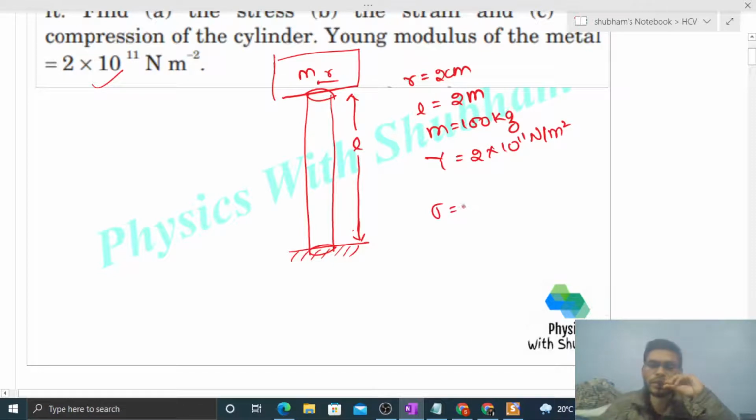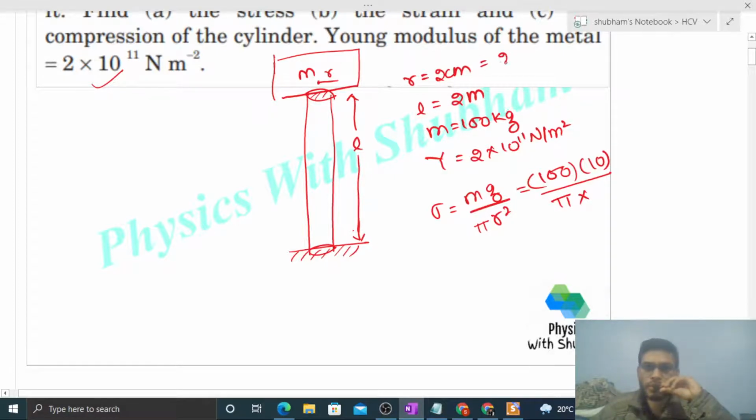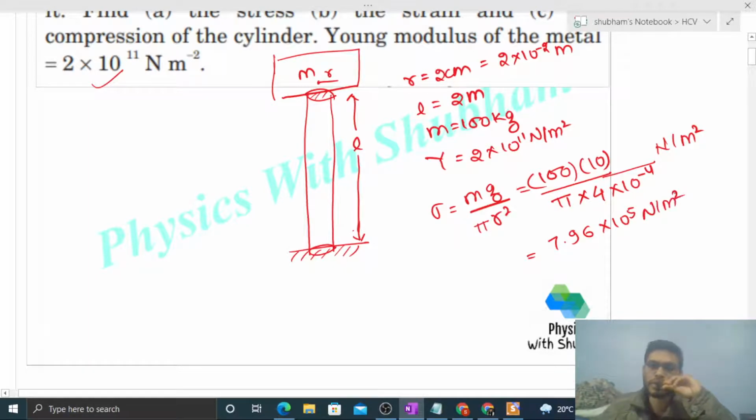So what will be the value of stress? That will be load, that is mg, divided by cross sectional area of this cylinder, that is simply pi r square. So you can put these values. Mass is 100, g you can take it to be 10, divided by pi into r square. Radius is given in centimeter, you can convert it to SI unit, that is 2 into 10 raised to the power minus 2 meter. So r square will be 4 into 10 raised to the power minus 4. So this will be in Newton per meter square. So you can calculate this value. This will be around 7.96 into 10 raised to the power 5 Newton per meter square.